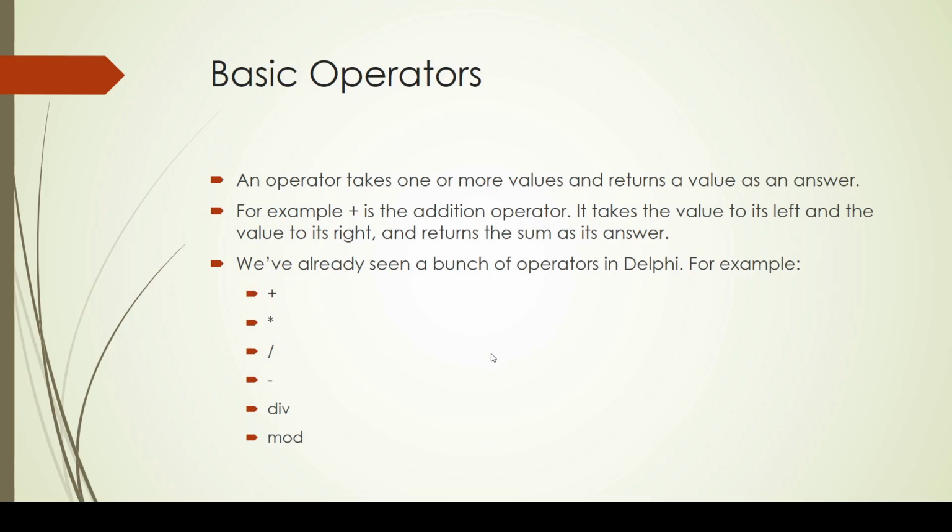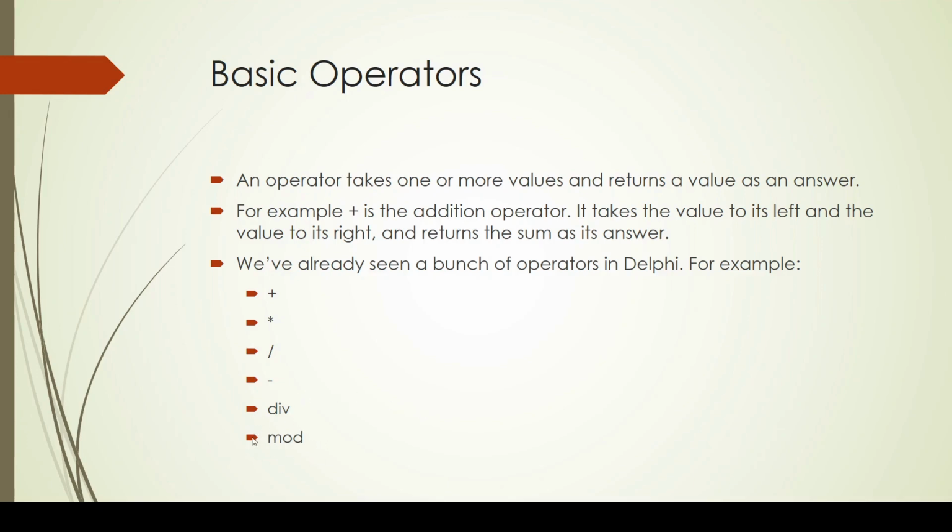So some basic operators in Delphi: your addition operator, your multiplication operator, real division, that is your slash, your subtraction, div, and the last of the basic operators is mod. I want to explain what div and mod do. Here you have your real division, and div performs integer division. You can only use div if the value to be tested is an integer, and the result will always be an integer.